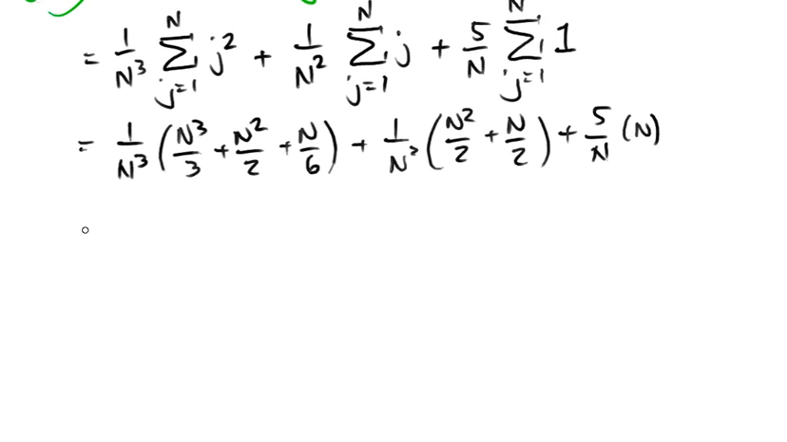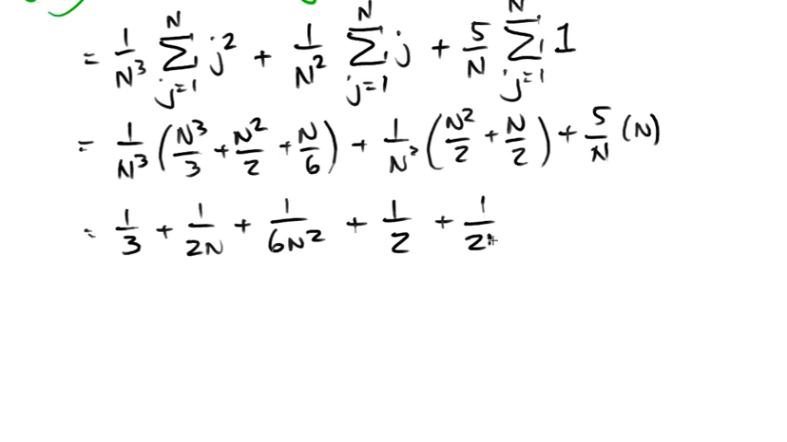Giving myself a little bit more room, I now multiply the 1 over n cubed through, giving me 1/3 plus 1 over n squared plus 1 over 6n squared, 1 over 2n, plus 1 over 6n squared plus 1/2 plus 1 over 2n plus 5, which gives me 35 over 6 plus 1 over n plus 1 over 6n squared.